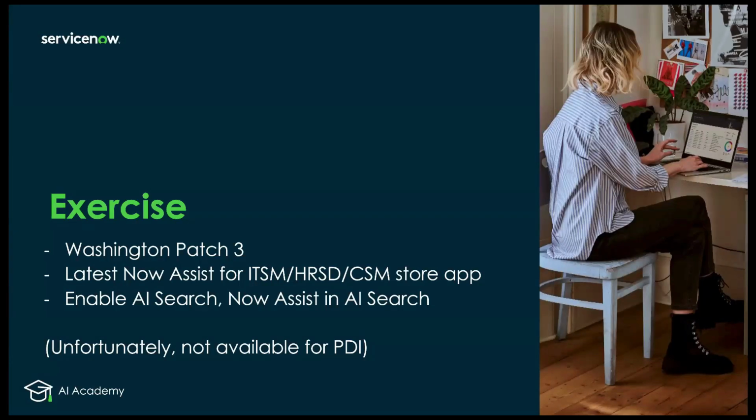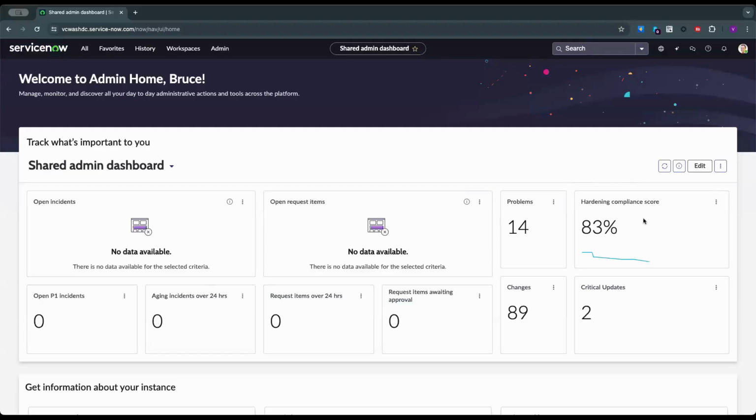Okay, so that said, I'm going to switch over to an instance. Let me know if you don't see anything, but you should be seeing my instance. Again, this is a patch 3 instance. And this will be some review, but let's show how to set up a Now Assist in Virtual Agent. It's very easy, very straightforward.